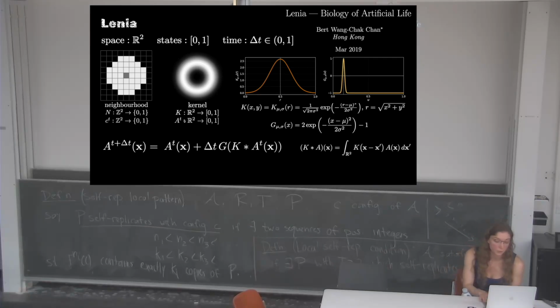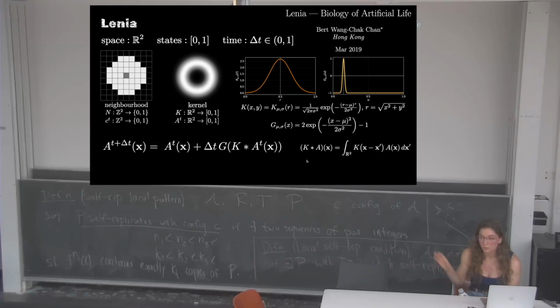And if we want to update this configuration by the time step delta t, how will this look? We will look at some position x. So here x is a vector from R². You look at the value of the array at this particular position, and you do a small increment scaled by the size of delta t. And how do you compute the increment? You do a convolution of the original array with the kernel at position x.